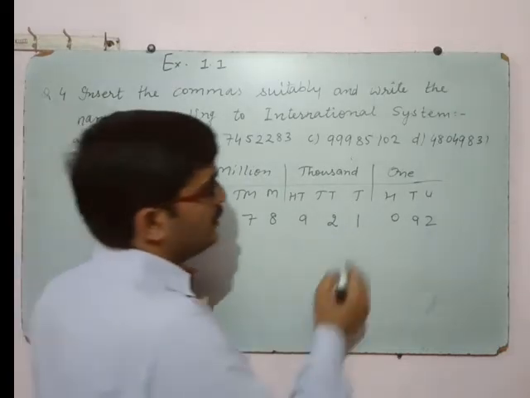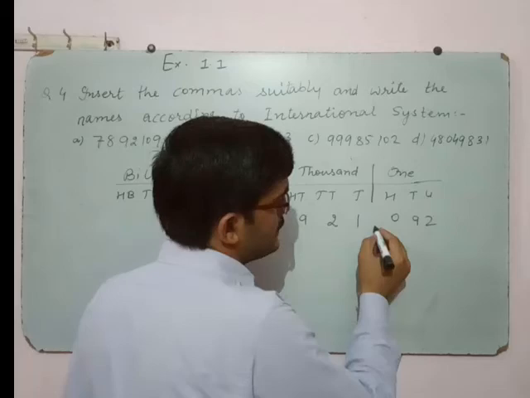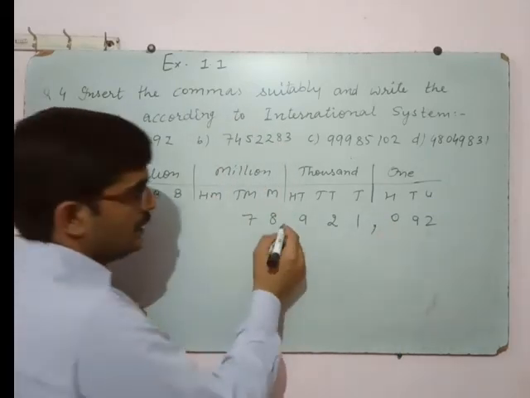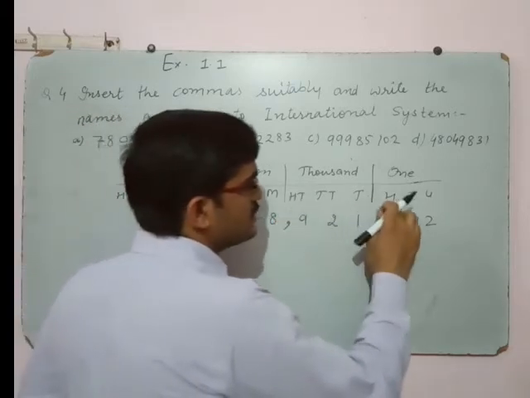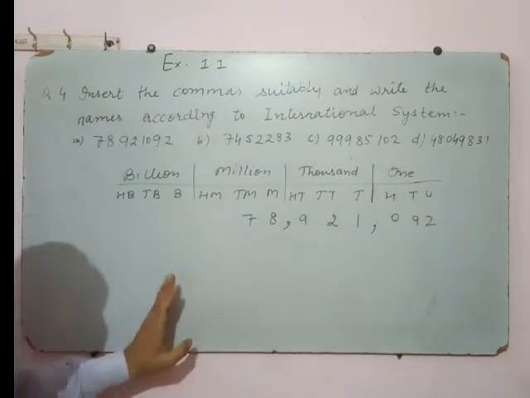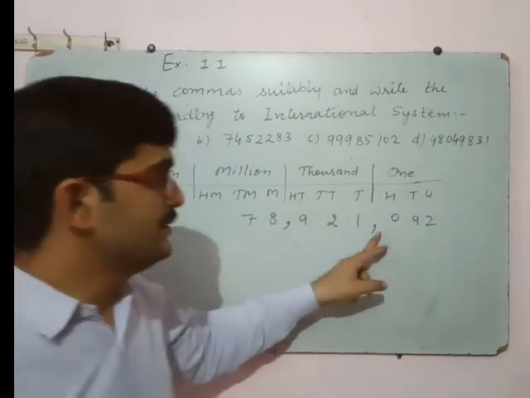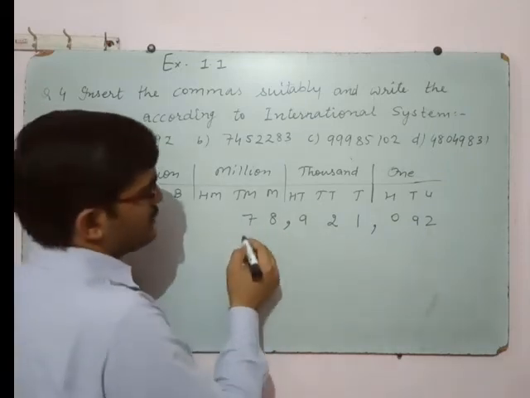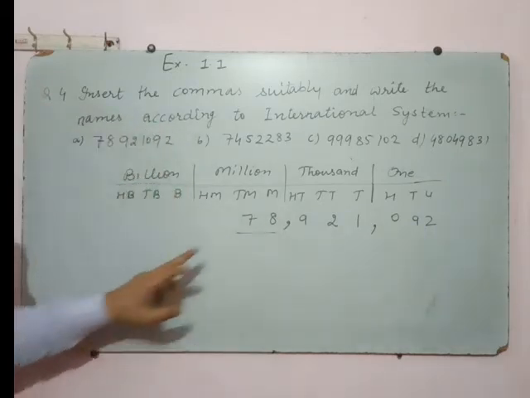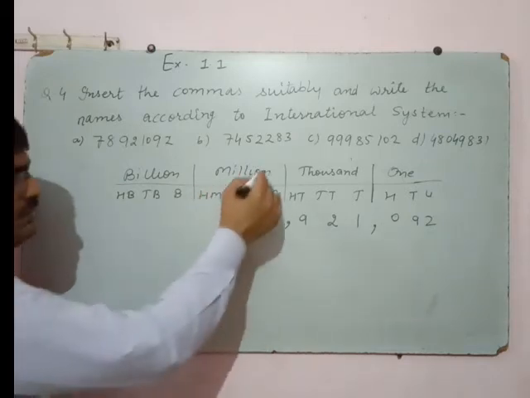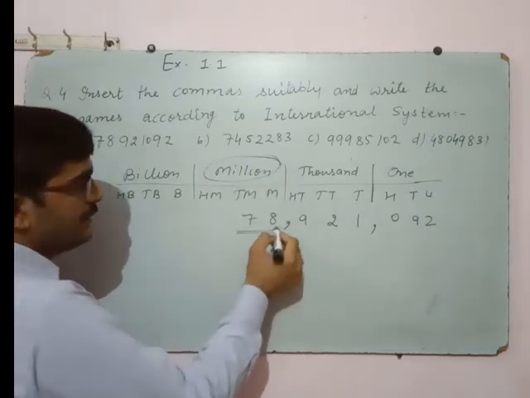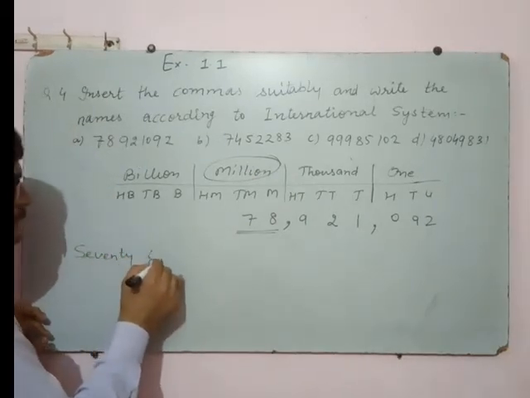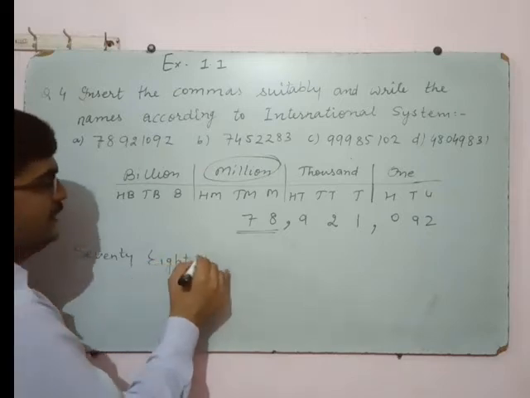Now put the commas. We will put the comma on the place. First, before three places. Second, again three places, because there are three places in each period. So we will put the comma on three places. इनके अंदर थ्री प्लेस होते हैं सभी पीरियड्स में, तो कॉमा भी हम कहाँ लगाएंगे, थ्री प्लेसेस पे लगाएंगे. नाउ वी विल राइट द नेम्स. दिस वन, देयर इज 78 million. In million period, what is there? 78. 78 million.